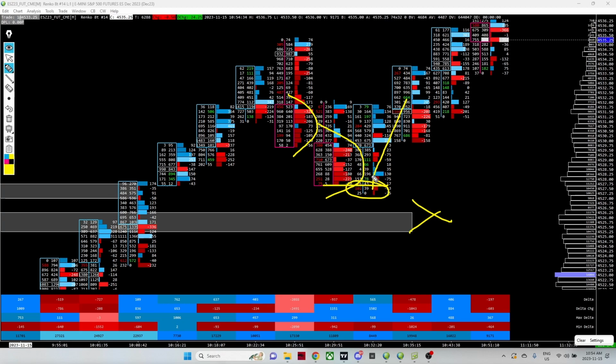This is the exchange, right? Sellers say this is a fair price to sell. Buyers say this is a fair price to buy. So the auction goes up and down, up and down, up and down.